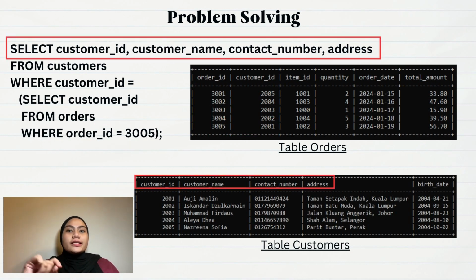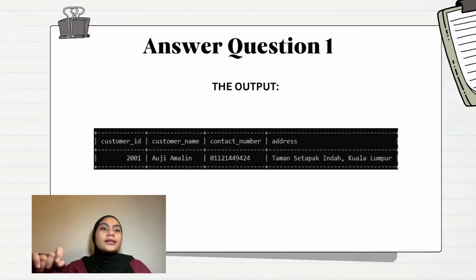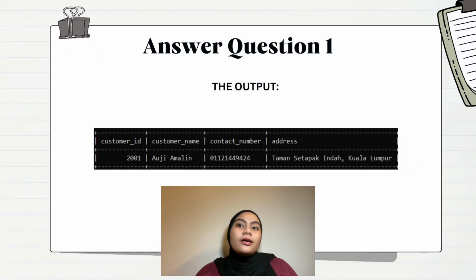Then we need to look at the table customers. Select customer ID, customer name, contact number and address, where customer ID is 2001. Then we get the answer for question 1, which is customer ID 2001, customer name Auji Amalin, contact number 011214494424, and address Taman Setapak Indah, Kuala Lumpur.